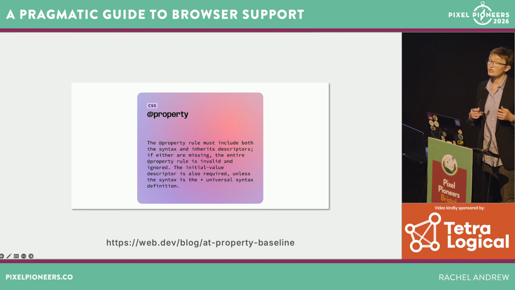Gradients, for example, you couldn't transition those before. You can use registered custom properties to actually transition and do animations with gradients. Now, that use of custom properties is probably a bit easier to create a fallback for. You can just not have the animation in the gradient in that case. There's an example of that URL on web.dev that Una created.